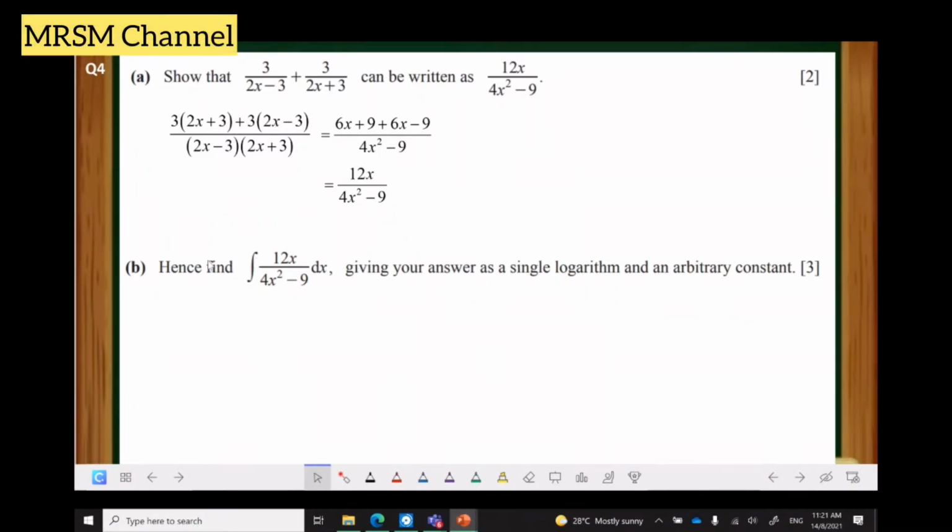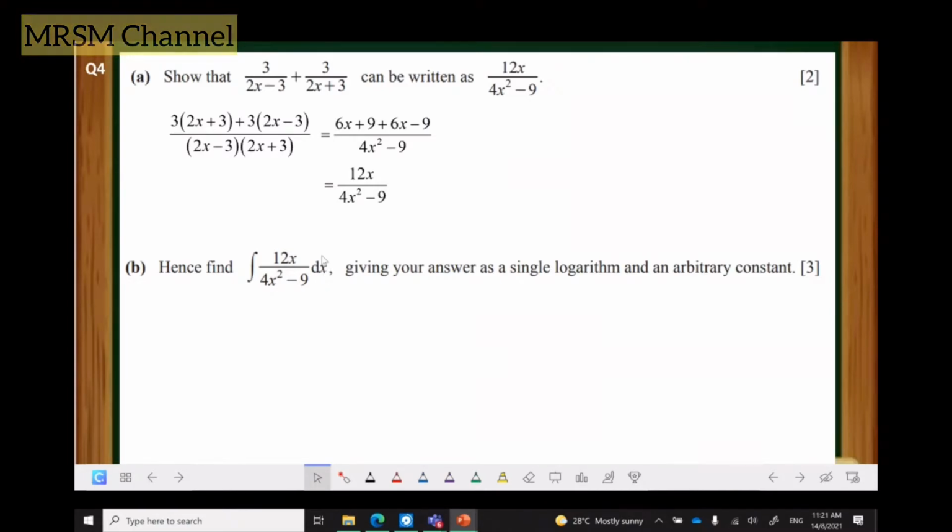Okay, next. Hence lagi. Hence maksudnya kena guna apa yang ada dekat A ni. Alright. So dia suruh kita cari integration of 12x over 4x square minus 9 dx. Give your answer as a single logarithm and an arbitrary constant. Okay. Alright. So 12x over 4x square minus 9 dx.